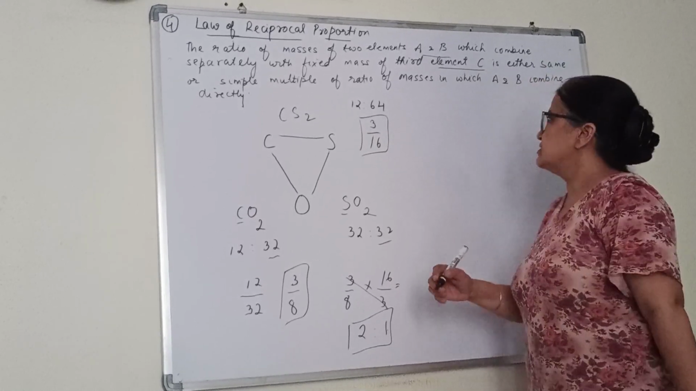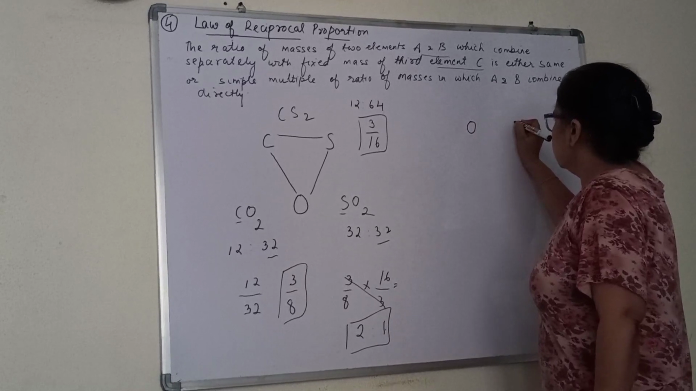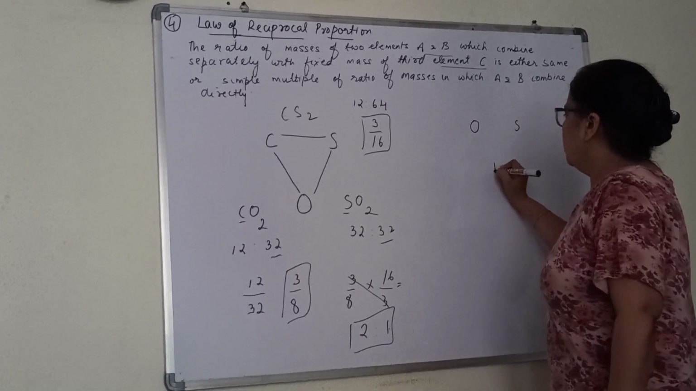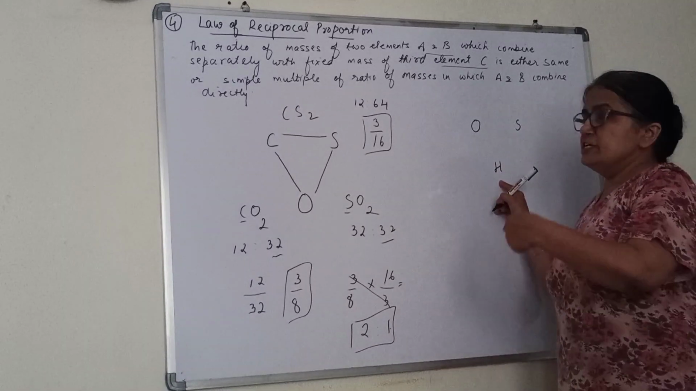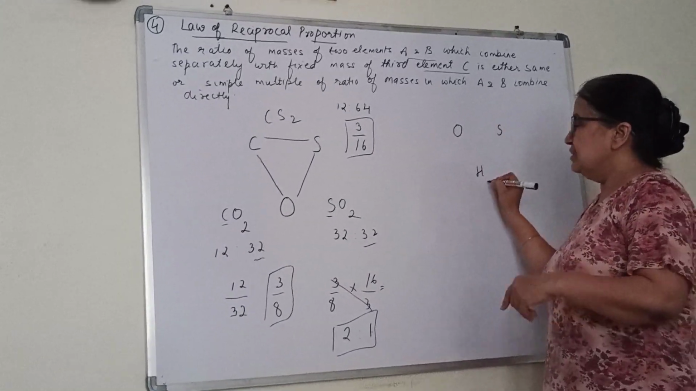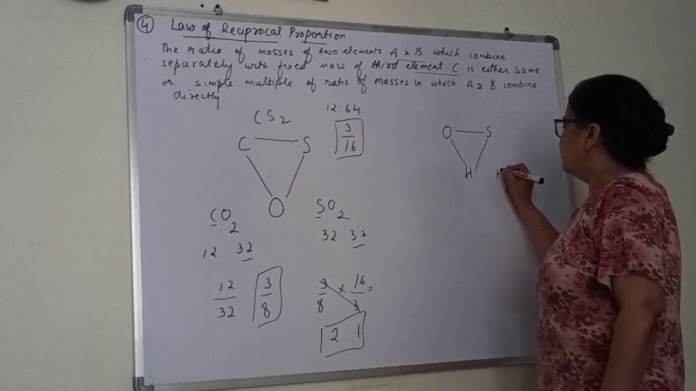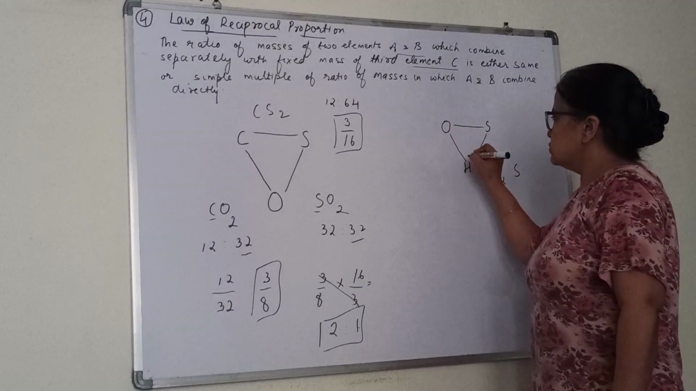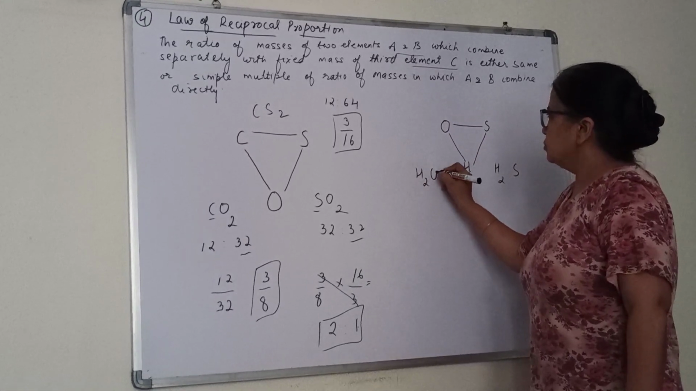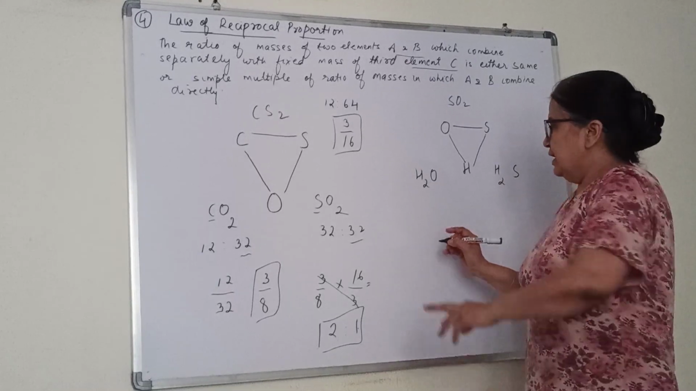Let's take one more example. We will take the example of, say, oxygen, sulfur with hydrogen. Hydrogen is the fixed amount we are taking, and these two are our A and B elements. This is C. Let's see what compound they form. These two combine and form H2S. These two combine and form H2O. These two themselves combine and form SO2. Let's see what's the ratio.